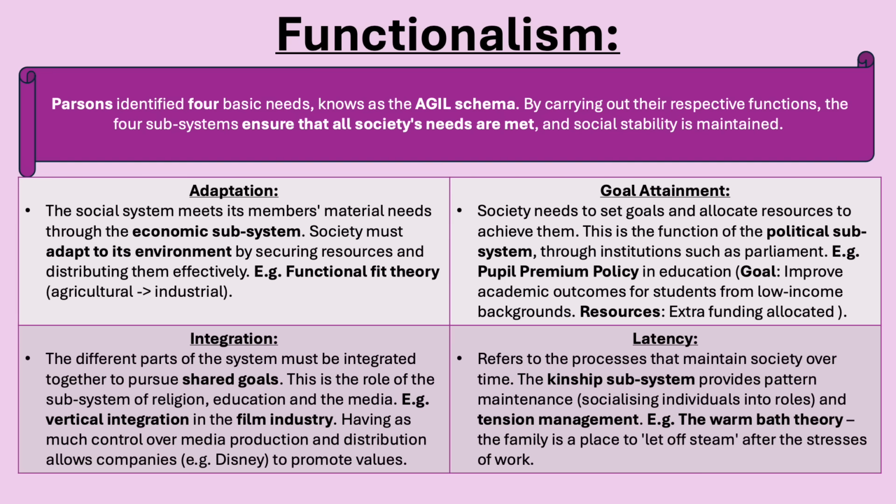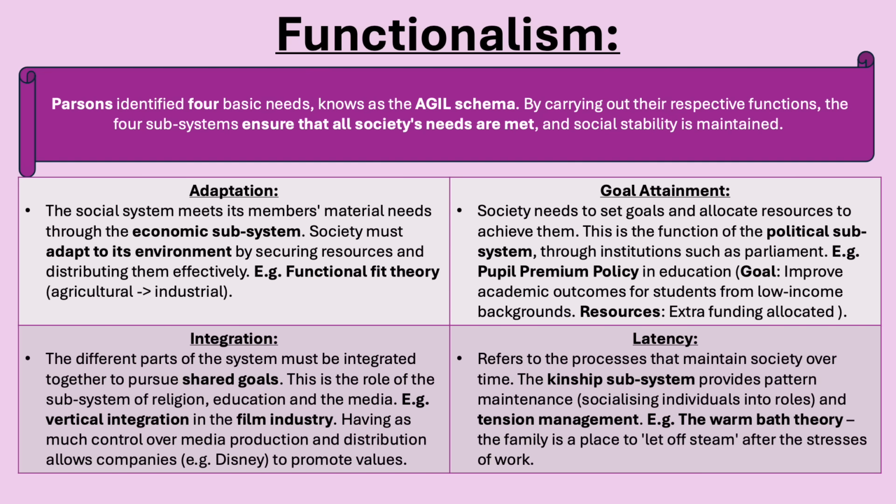Parsons identified 4 basic needs, which can be abbreviated to AGIL, or GAIL, I think is the other variant of it. By carrying out their respective functions, the 4 subsystems ensure that all society's needs are met, and social stability is maintained. So this is broken down into 4 parts. The A stands for adaptation. The social system meets its members' material needs through the economic subsystem. Society must adapt to its environment by securing resources and distributing them effectively.